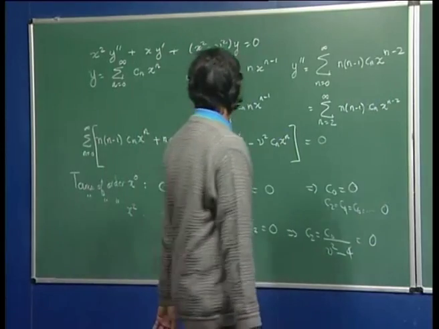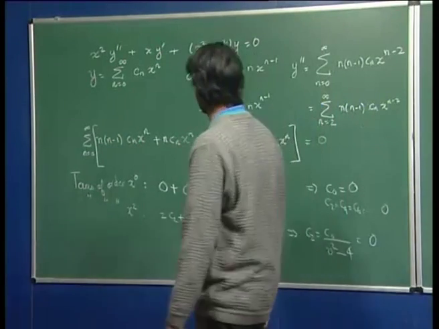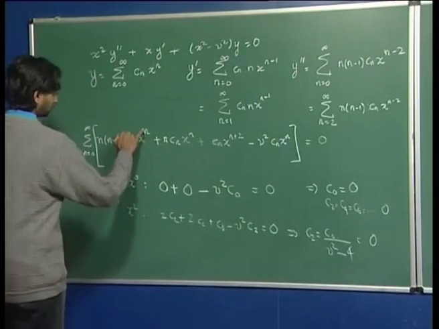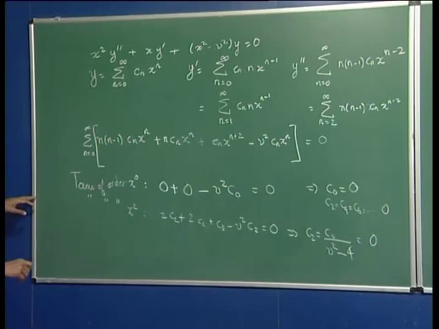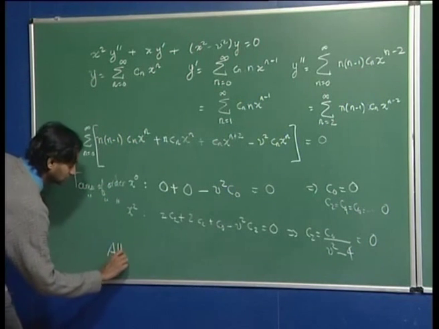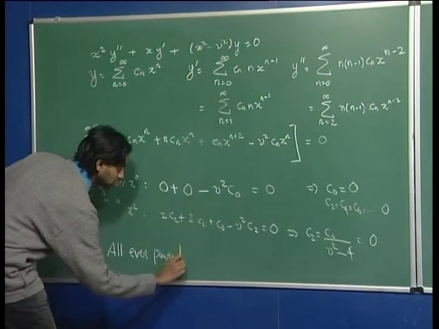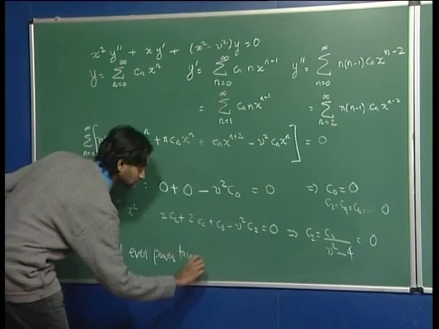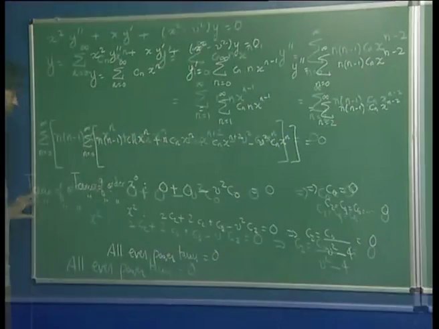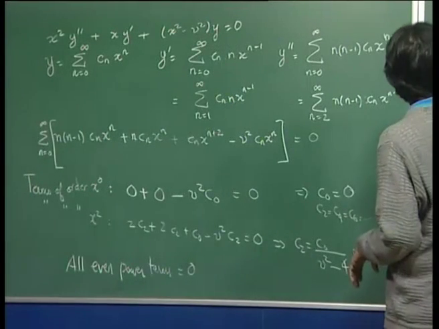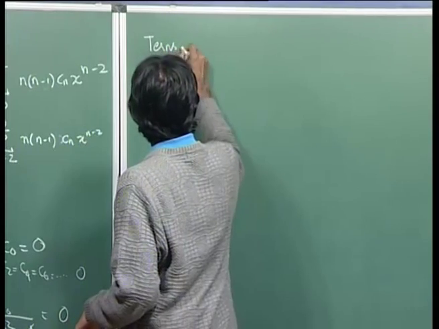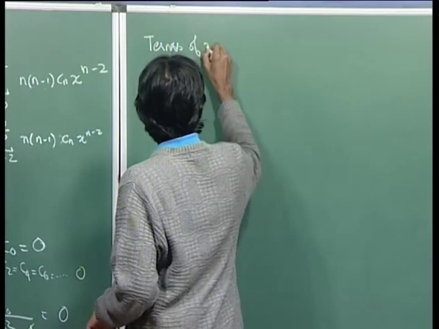Now we can look at the odd terms. So, all even power terms are equal to 0. Next you look at terms of x raised to 1.